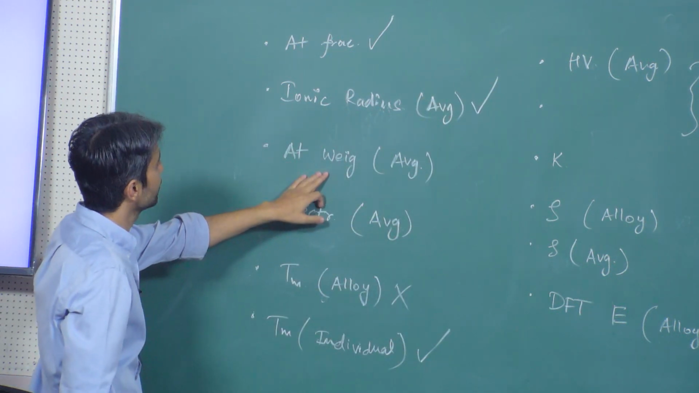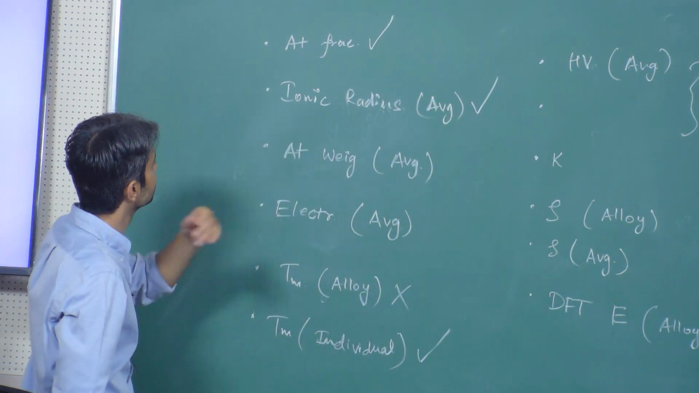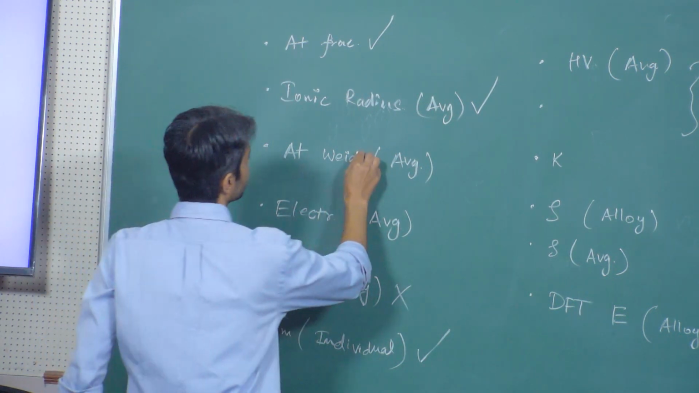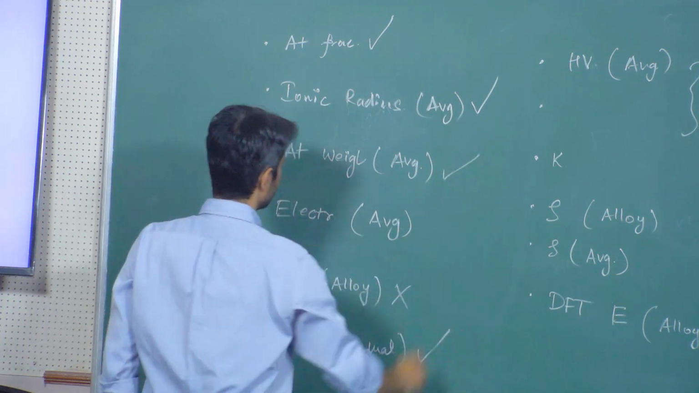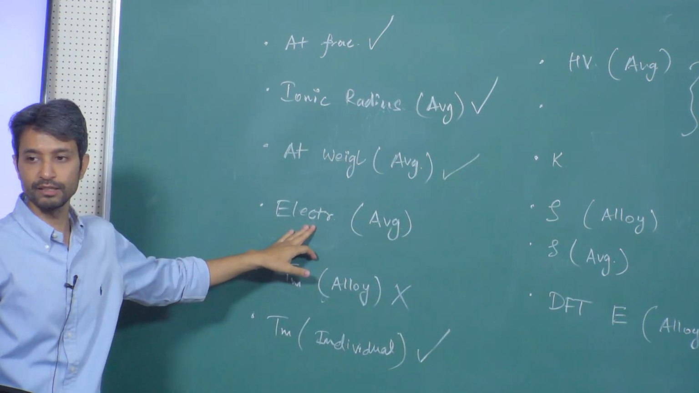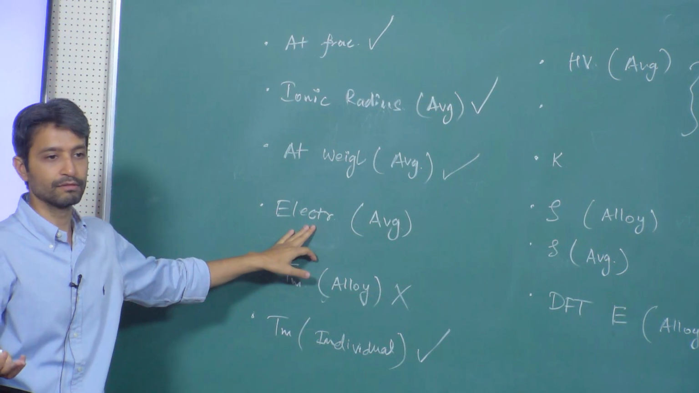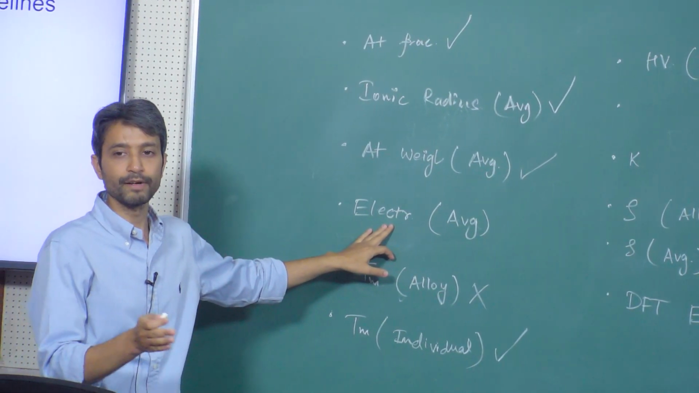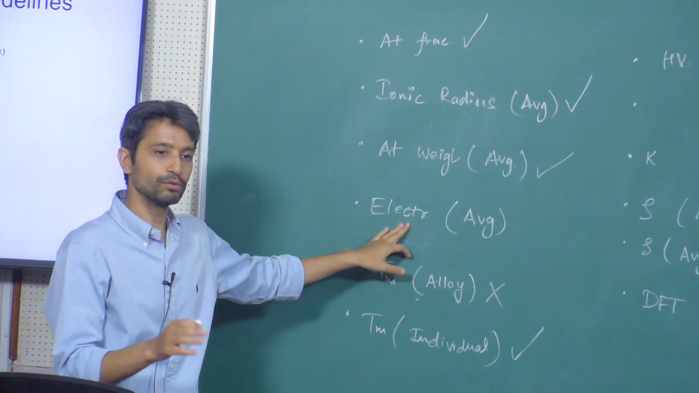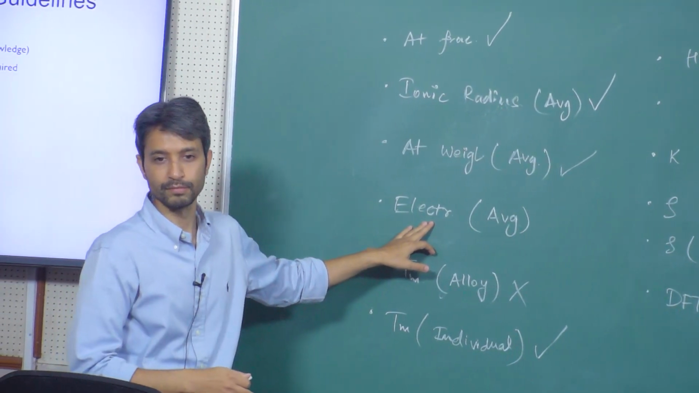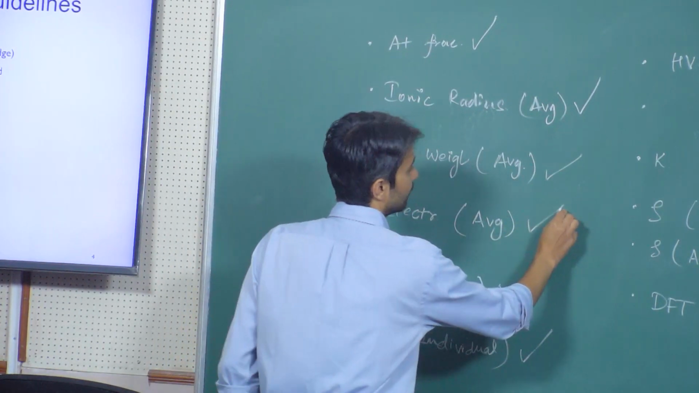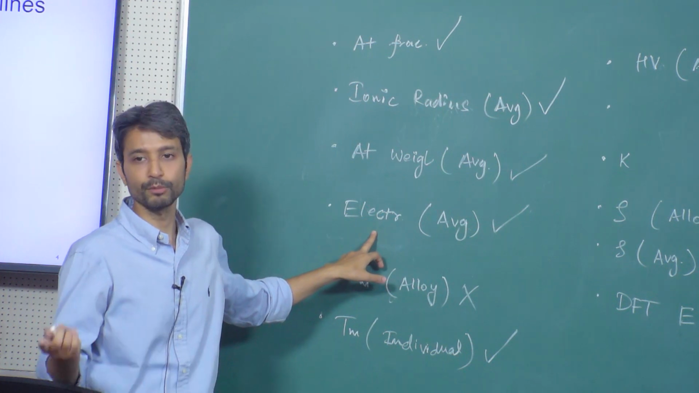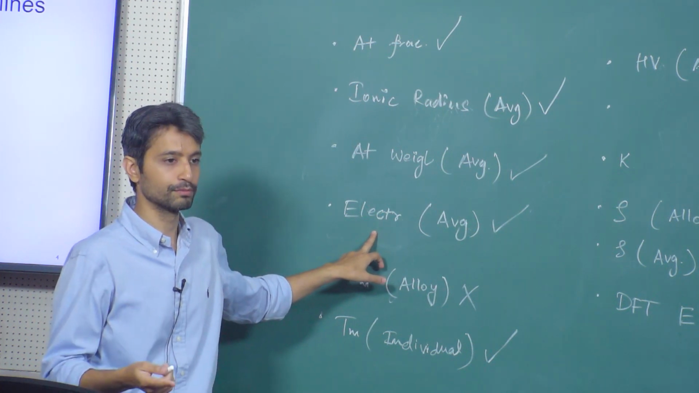This one is atomic weight. Whether you use atomic fraction or atomic weight, I think it's not much different. So this one is also fine. Electronegativity, I have electronegativity tables available to me. Pauling's one is out there. In fact, there are multiple types of electronegativity. You can choose to put all of them. And why this should be an important feature, you know from your mechanism, you know from your Hume-Rothery rules.